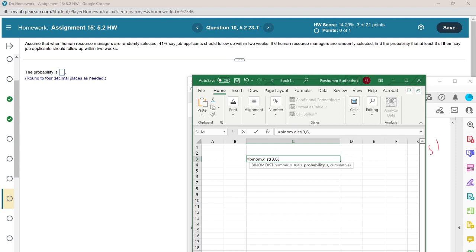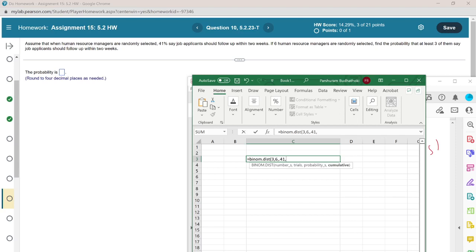And then after that we have to put the probability. The probability here in this case is 41%, so that means 0.41. And then right after that there are 2 ways to use this input. One is cumulative. Cumulative means this formula will calculate everything less than or equal to 3. So this formula will calculate the probability distribution for 0 of them saying they follow up, or 1 of them, or 2 of them, or 3 of them.